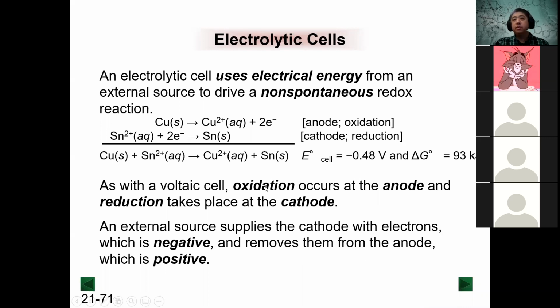So everything is the exact same thing. Oxidation still happens at the anode. Reduction still happens at the cathode. The only difference now is that my electrodes, my cathode and anode, are flipped in signs. So it's no longer positive at the cathode, it is now negative at the cathode.